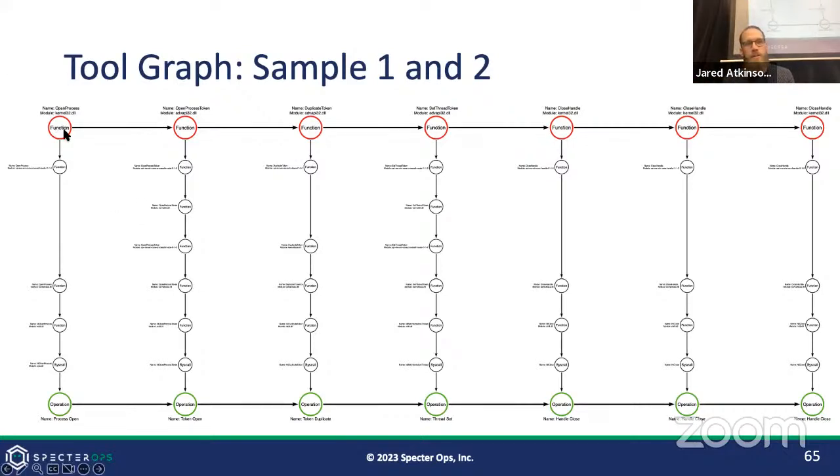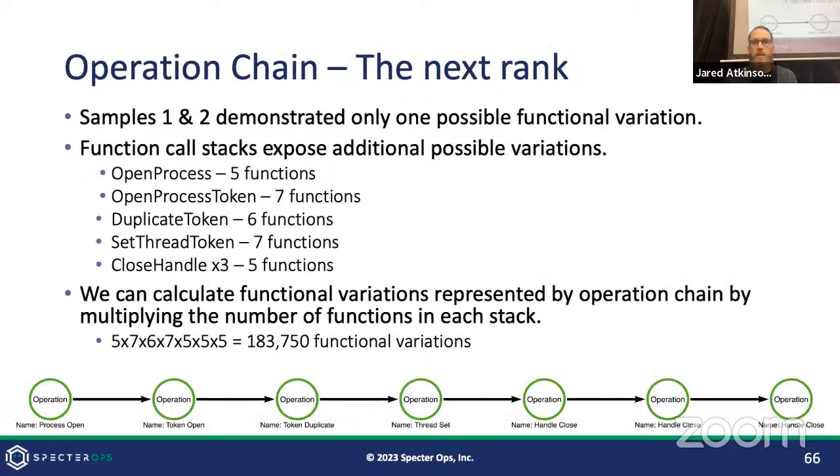So remember, we have the function chain, we have the function call stack, and then we have the operation chain. Instead of thinking about those 175,000 or whatever, 183,000 different variations, we're going to summarize them in one operation chain. We're going to say, hey, there are 183,000 variations, but they're actually so similar that we could ignore them, assuming that we think about things at an operational level.